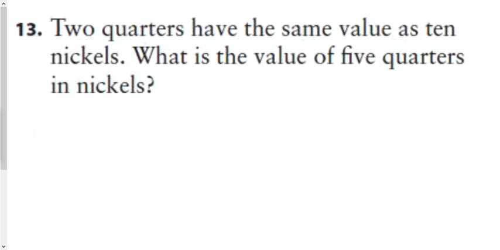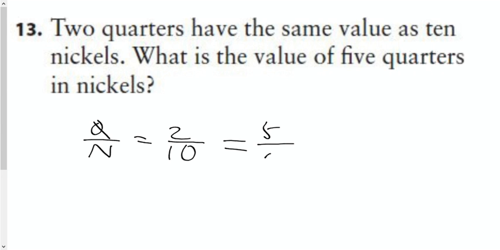Question 13 says 2 quarters have the same value as 10 nickels. So quarters to nickels. Nickels, of course, are 5-cent pieces. Quarters are 25-cent pieces. So 2 quarters has a value of 10 nickels. That's proportional to 5 quarters is equal to how many nickels?